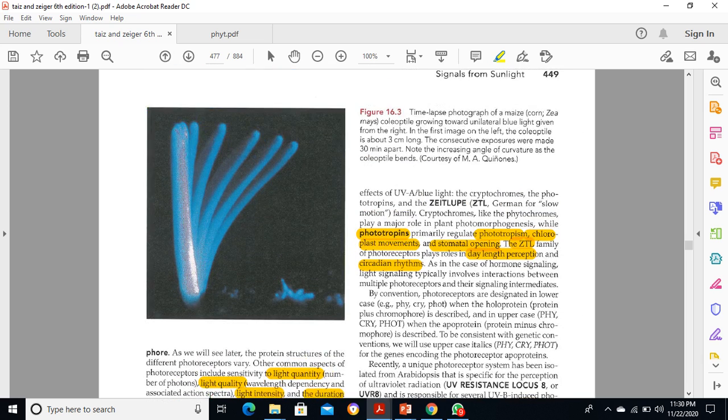For example, if you keep a plant in the dark for a long time, and then you expose it to sunlight, there will be de-etiolation. The chlorophyll will respond and the green color will regenerate. So this is an example of co-action of these two photoreceptors, phytochromes and cryptochromes.